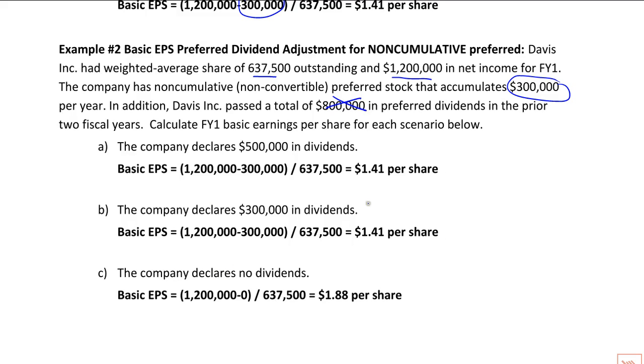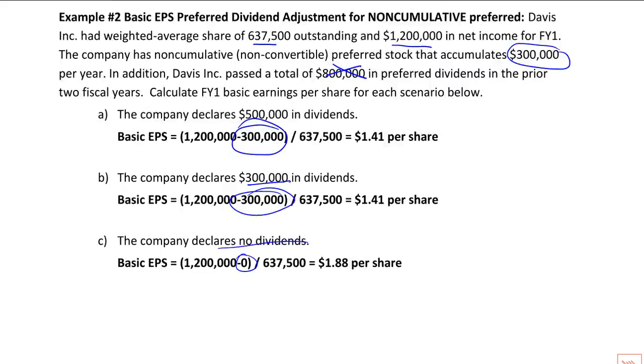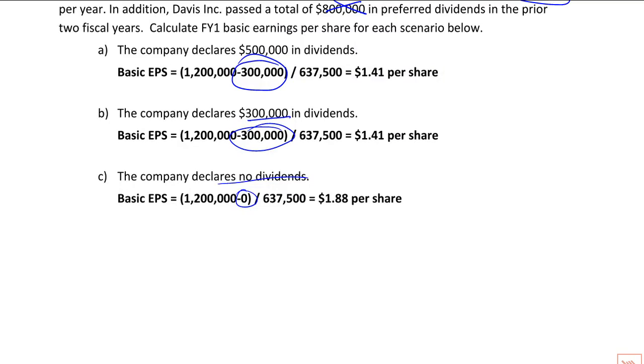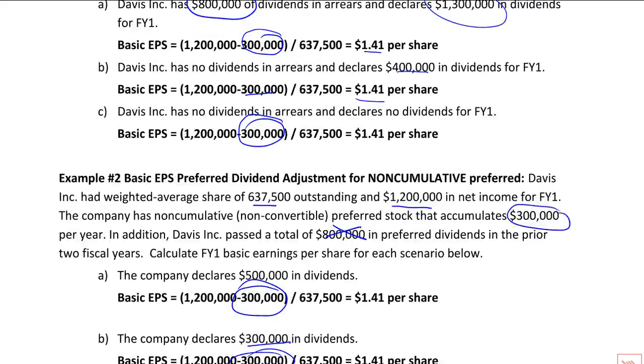Well, I can tell you right now, if it's non-cumulative, anything over 300,000, you're going to subtract 300,000. Anything greater than or equal to. They declare exactly 300, we subtract 300,000. The company declares no dividends, you don't subtract any. Anything from 0 to 300,000, you would subtract out exactly the declaration. Okay? So that's the non-cumulative versus cumulative preferred stock dividend adjustment.